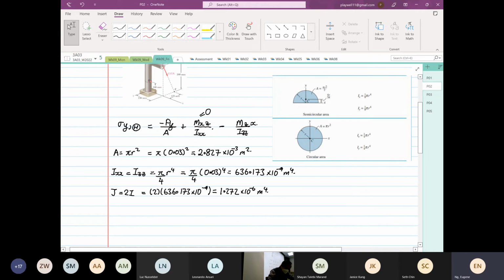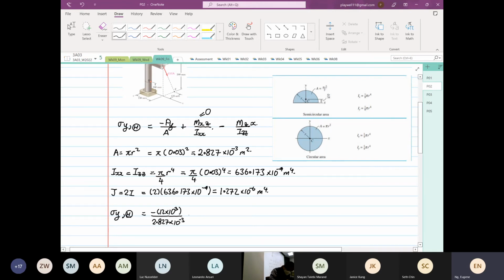Okay. So now we are going to find what is our stress Y at element H, right? So minus Py, our Py is equal to minus 12,000, divided by cross-sectional area, which is equal to 2.827. Now this is the easy part, okay? The breaking down of what is a moment, what is an axial force, what is a shearing force, that is the difficult one, okay?